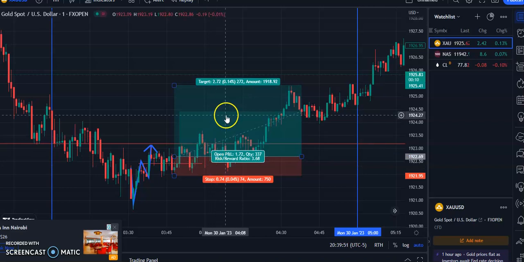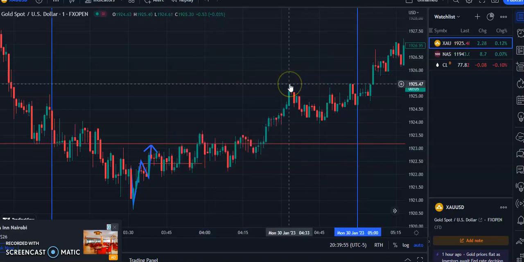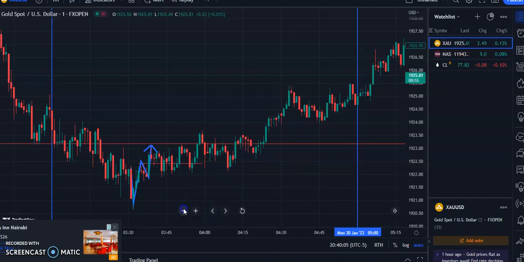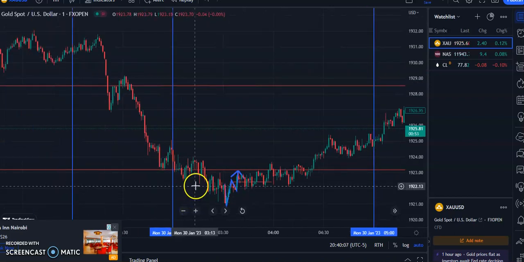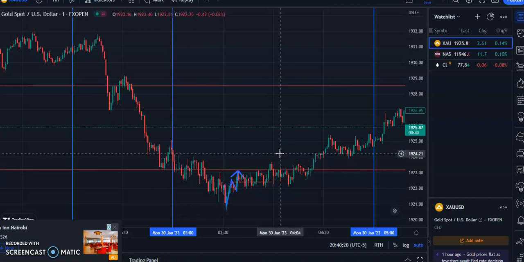Now, in terms of, is this a really very perfect setup? No. It's just that we are at the low of the session, the low of the day, and the reversal, this is how the reversal forms, regardless of how wide the stop loss is.